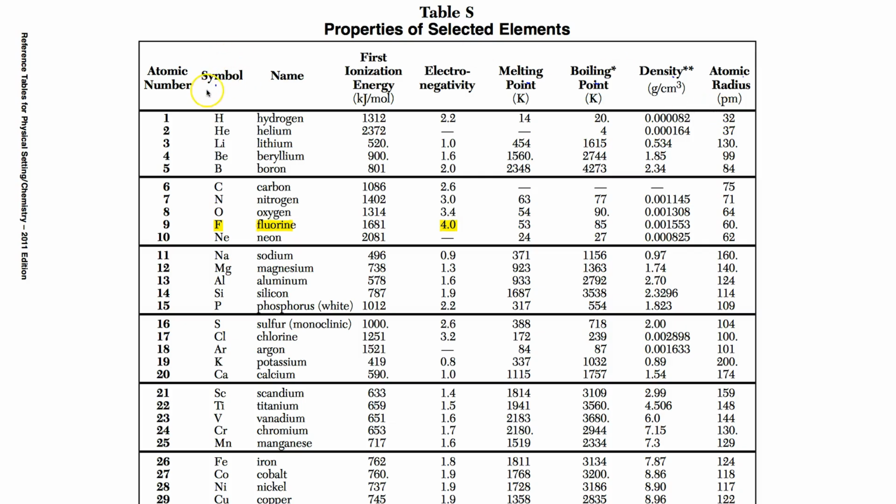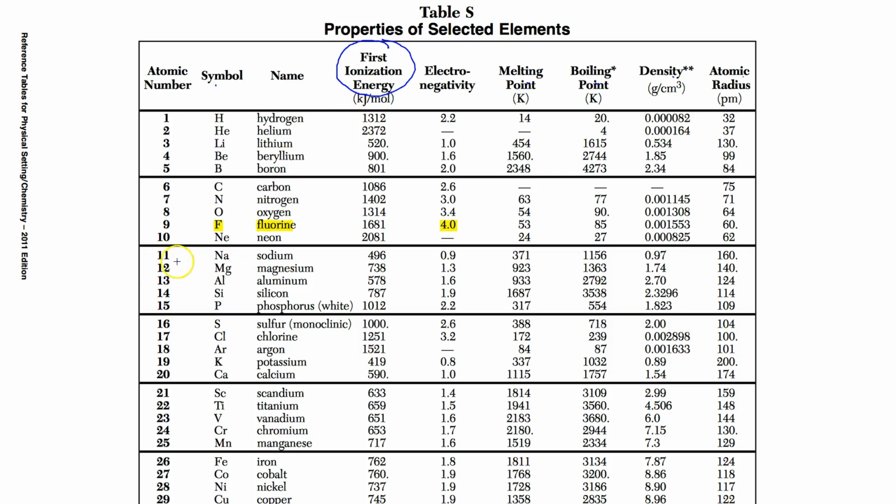Table S, very underutilized table. I have fluorine highlighted for some reason, but here's my first ionization energy. Don't worry about the word first. It just means the energy to remove the first electron. You only deal with first ionization energy or just ionization energy.